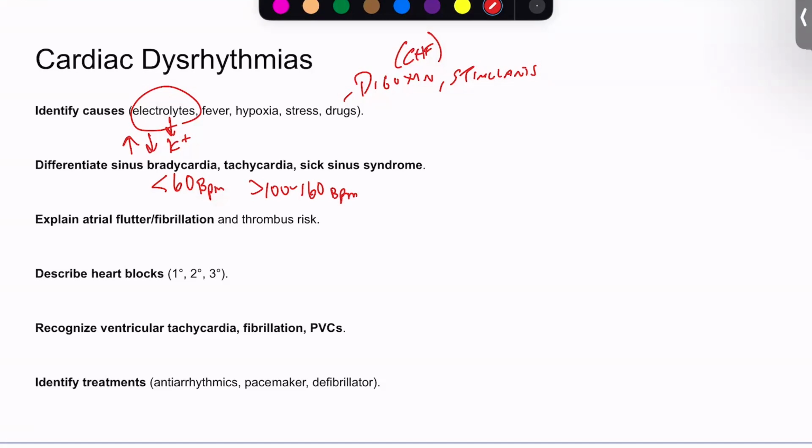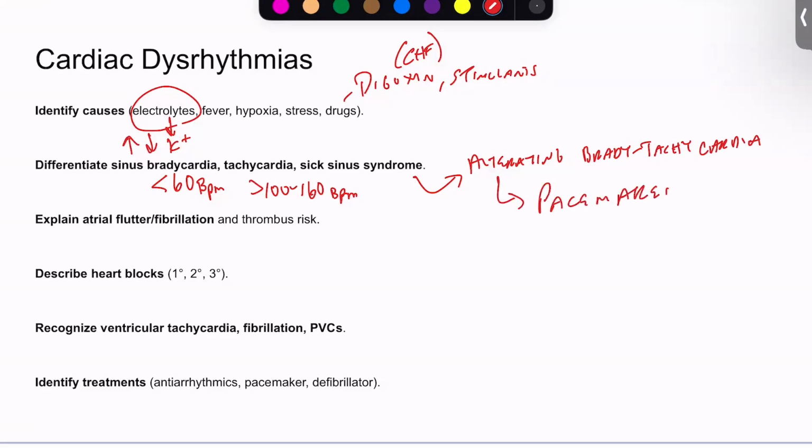This is usually going to be due to pain, fever, stress, things like that. And sick sinus syndrome, this one's actually dangerous. This is where we have alternating brady and tachycardia. And so this is usually going to require a pacemaker because our heart is not able to control the rate by itself. So this is an SA node dysfunction.